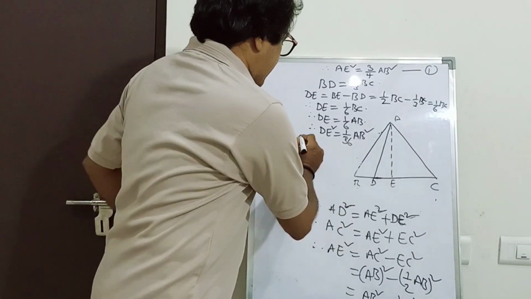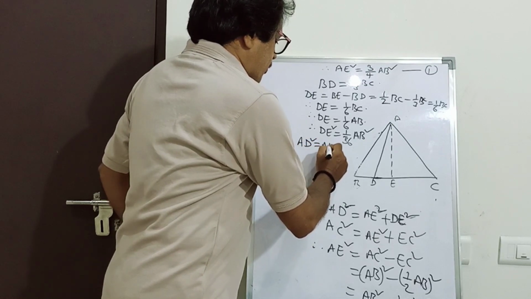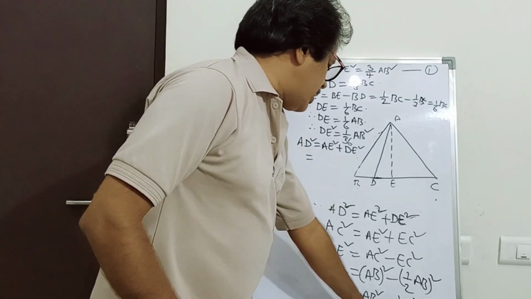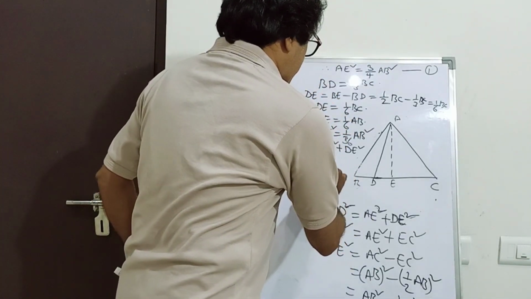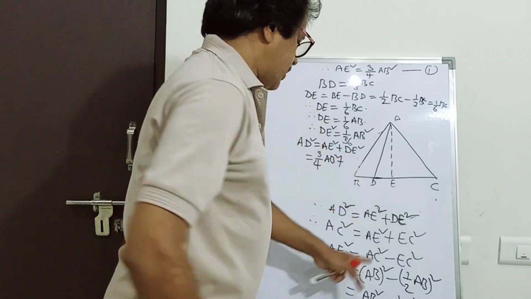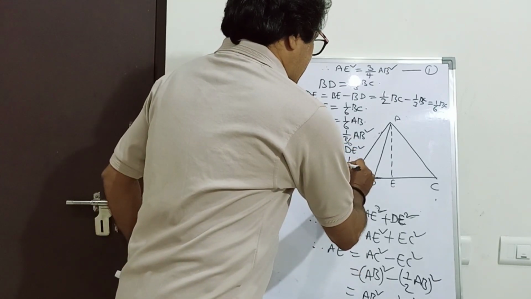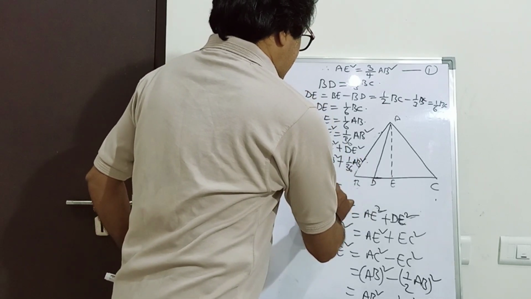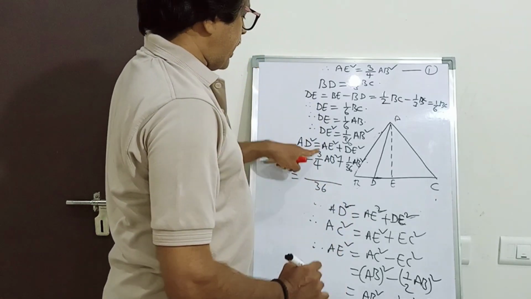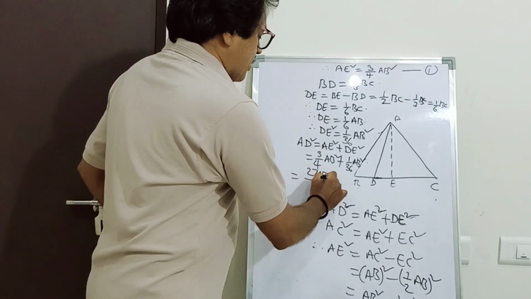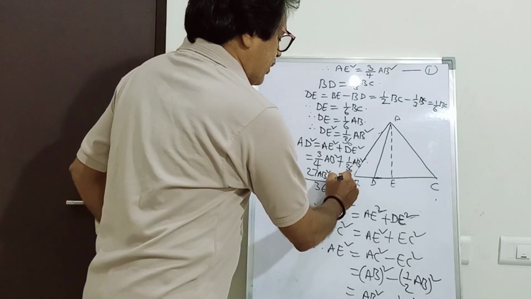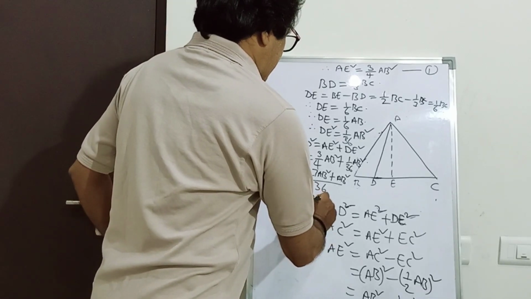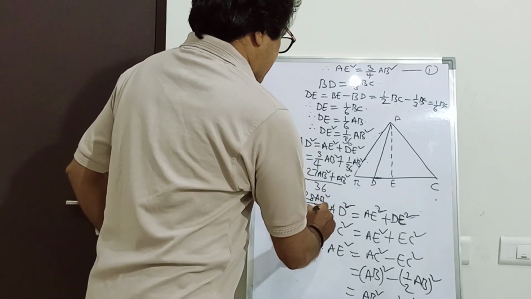But AD square is equal to AE square plus DE square. That is equal to, AE square is 3 by 4 AB square, plus DE square is 1 by 36 AB square. So what is LCM here? 36. 4 divides 36 nine times. 9 into 3, 27 AB square, plus 36 divides 36 one time, 1 into AB square. So 28 AB square by 36.